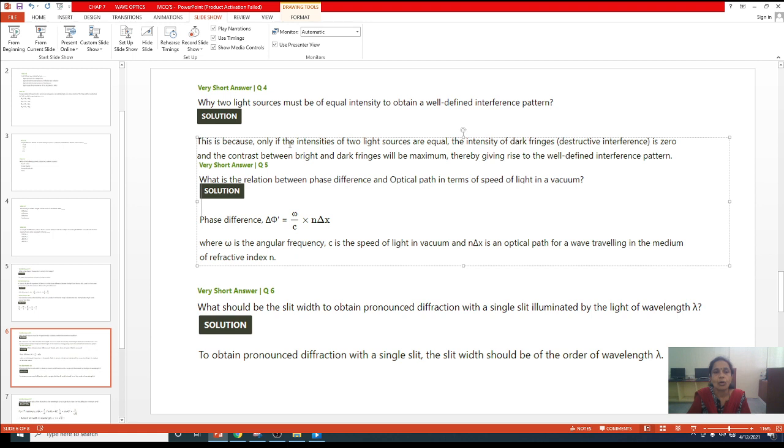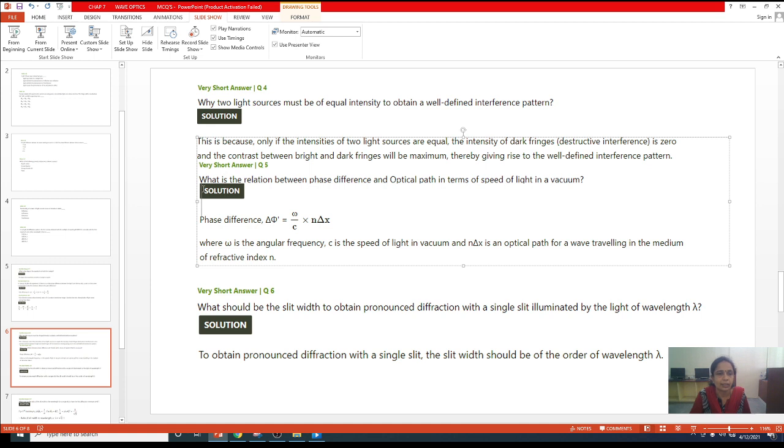This is because only if the intensities of two light sources are equal, the intensity of dark fringes is 0 and the contrast between bright and dark fringes will be maximum, and therefore it will give rise to a well-defined interference pattern. कारण त्याच्यामुळं काय होणार आहे की लाईटची इंटेन्सिटी जर इक्वल असेल तर the intensity of the dark fringes will be 0 and there is a good contrast between the bright and dark fringes. You can distinguish which is the dark band and which is the bright band.